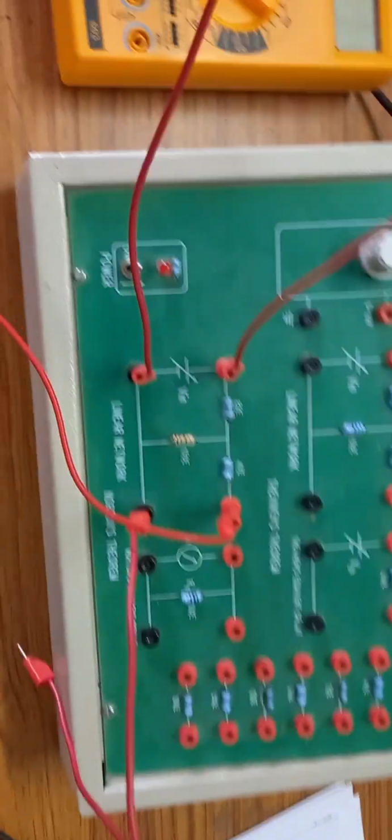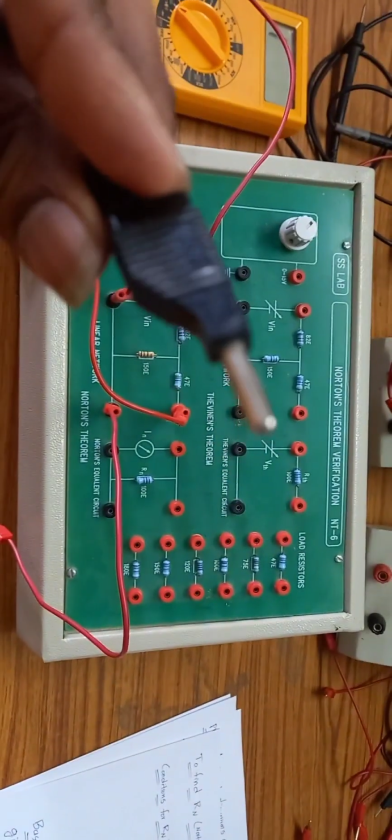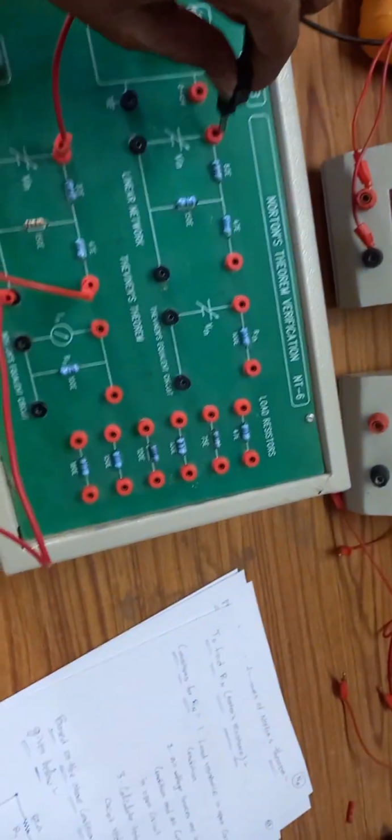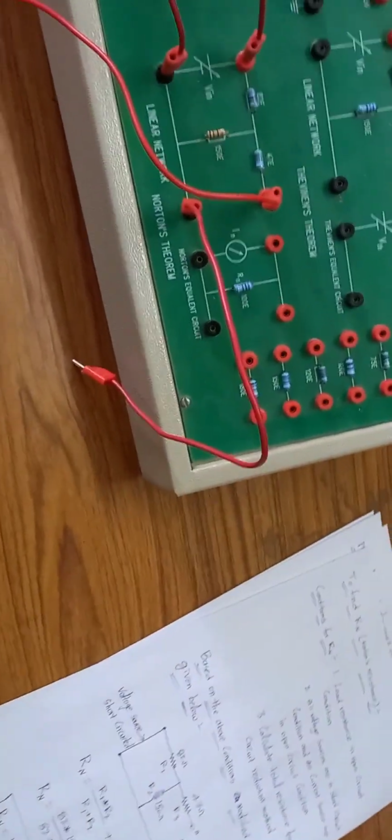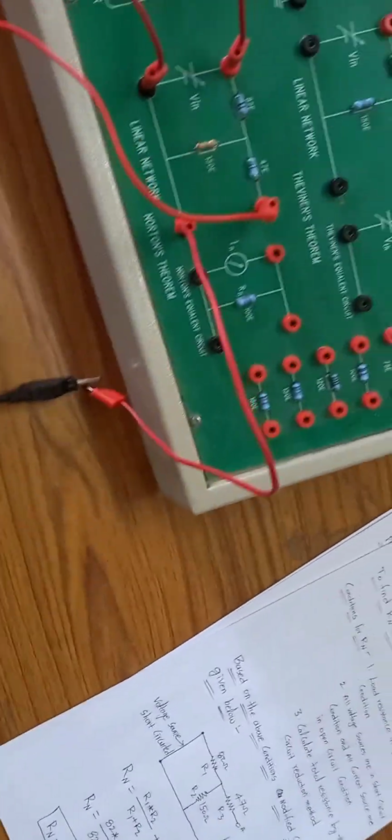I have done short circuit here, voltage source, and then open circuit load resistance. So I have done open circuit, but here I have taken two terminals because this pin of this multimeter is not possible to insert in this panel. So that's why I have taken two short pins. So then I am going to take these values.